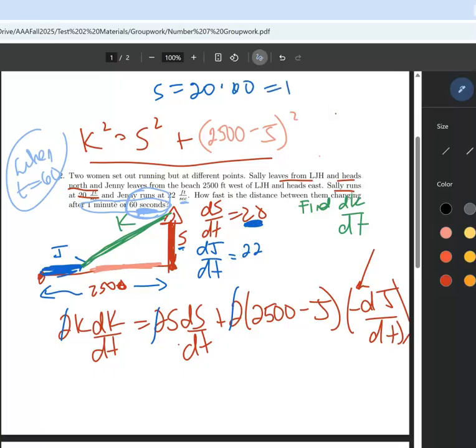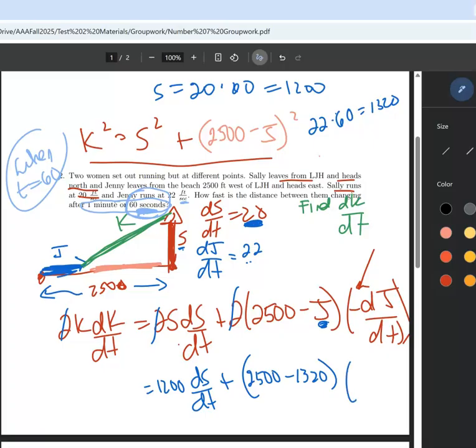20 times 60, so that'll give me 1,200. So 1,200 ds over dt plus. And then I'm going to go find what the J is. So that'll be 22 times 60, and that gives me 1,320. So I'm going to put that in right there, so I'll get 2,500 minus 1,320. And I'm going to put in the negative and the dj over dt, which gives us the 22. And I get to go find what the k is to solve for dk over dt.